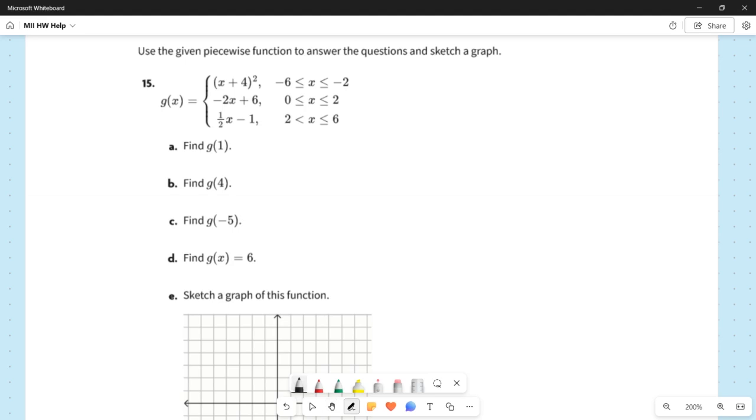So to find g of 1, if this was a more normal function, a non-piecewise function, we would simply take 1 and just plug it in.